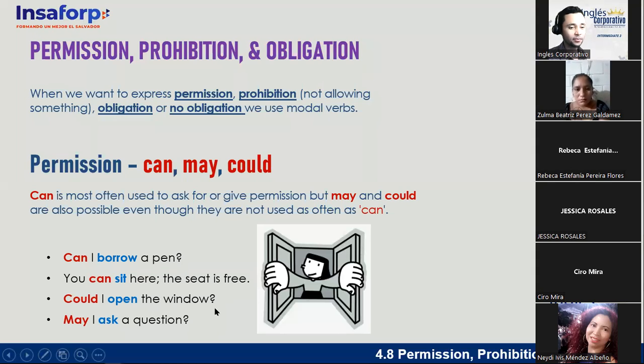Yes, could I open the window? Okay, could I open the window? This person is asking for permission. Could I open the window?